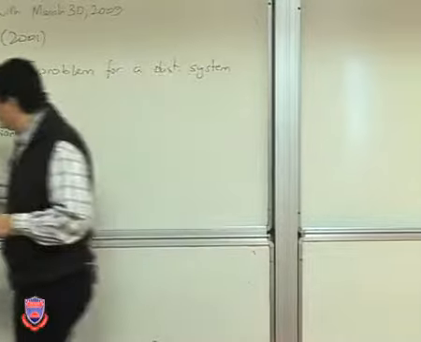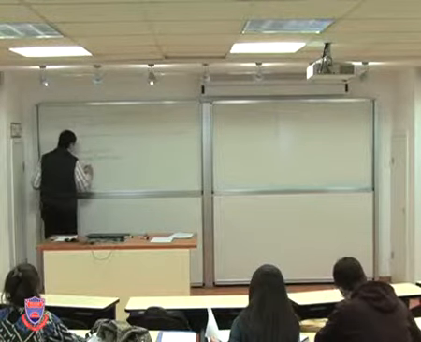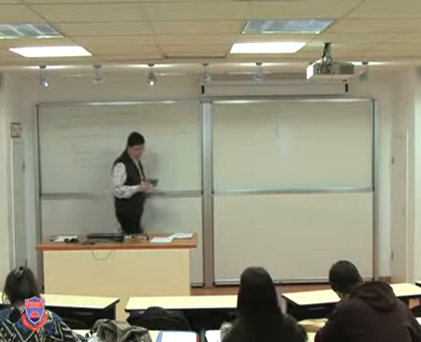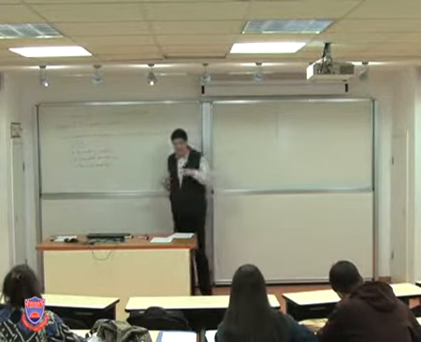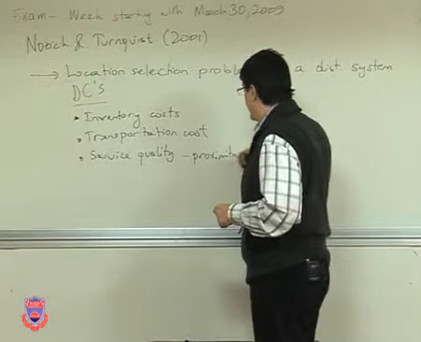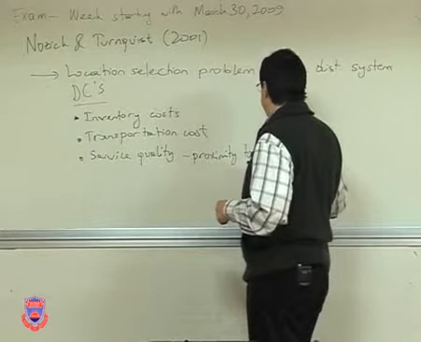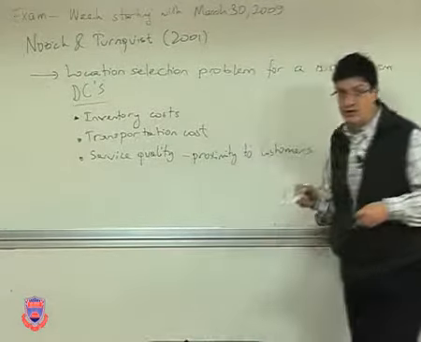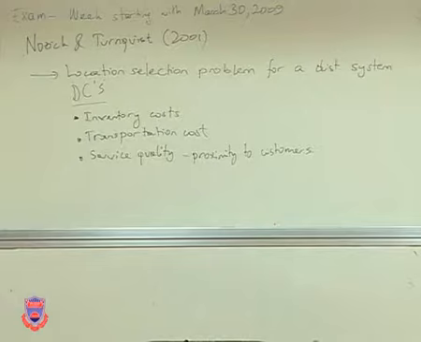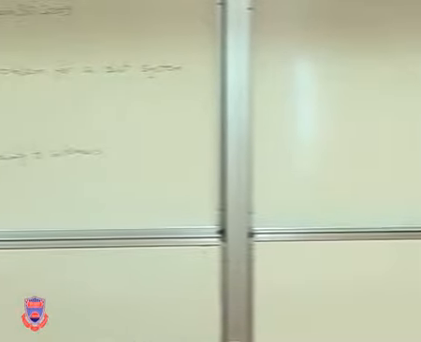Okay, now the third one is the so-called service quality, where we don't know how to measure the service quality yet, but we are going to measure it with the proximity of the DCs to customers. What do we mean by proximity? Well, if the distance between the center of customers and this DC or RDC is close enough, then we say that this RDC can give service.